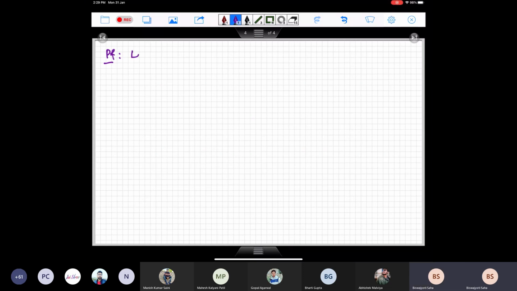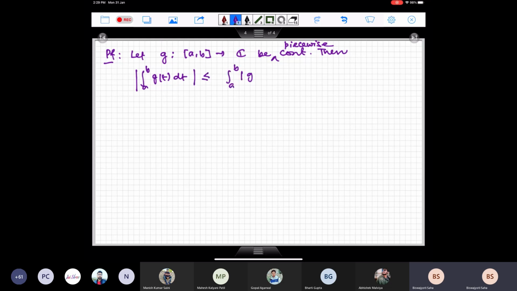So for example, suppose g from the closed interval [a, b] to C is continuous, or piecewise continuous, whatever it is. If piecewise continuous is also fine, then the absolute value of the integral from a to b of g(t) dt is less than or equal to the integral from a to b of the mod of g(t) dt. Okay, so this is what I have. I'm going to prove this one.